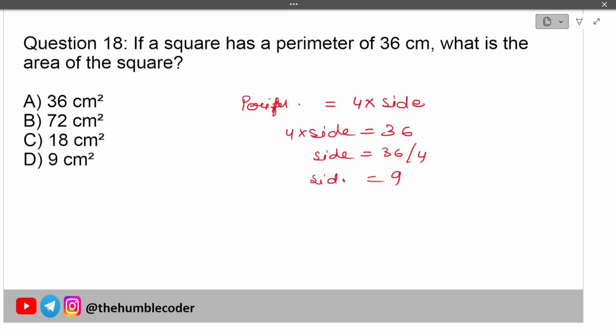Okay, so we now have the side value, and now we are asked the area. So you should also know the formula for area, which is side squared, which is 9 squared. So 9 nines are 81, right? So the correct answer should be 81. I think we don't have that option here, but yeah, maybe sometimes the options are messed up. But the correct answer in this case is 81. Let's move on to the next question now.